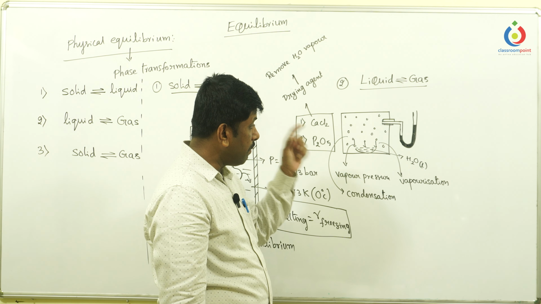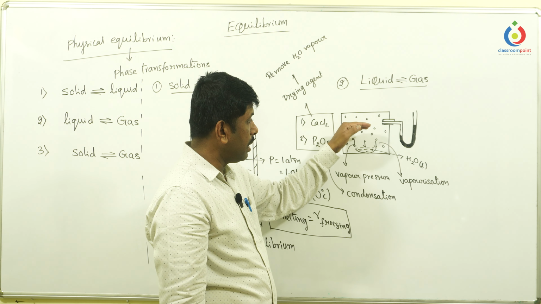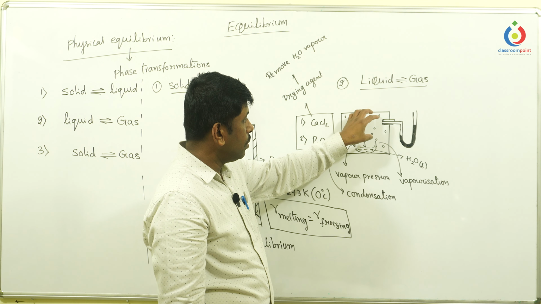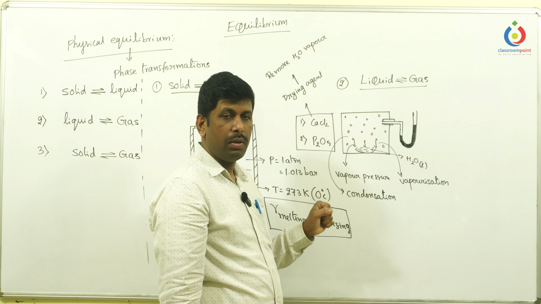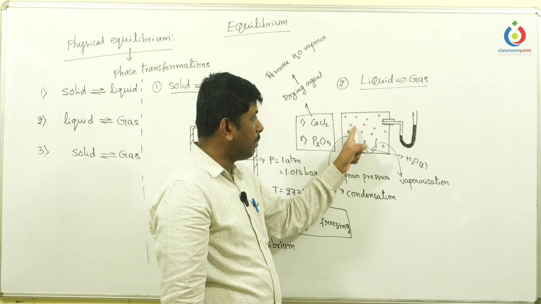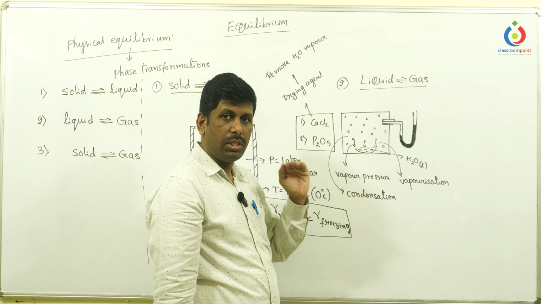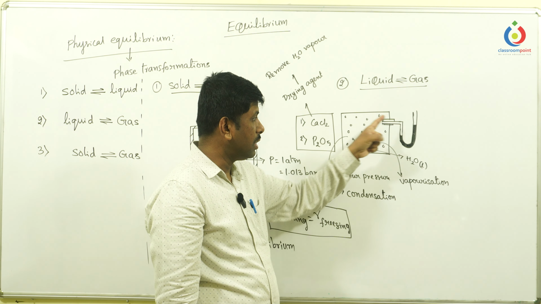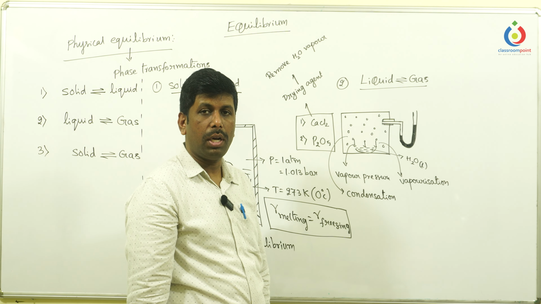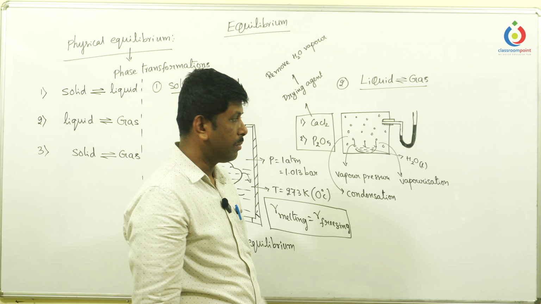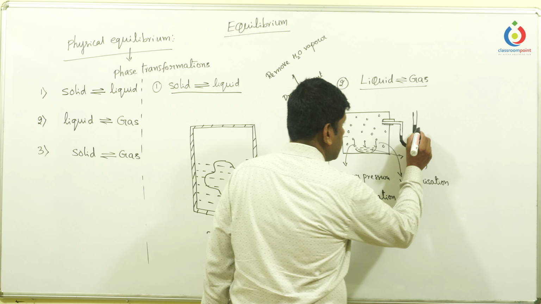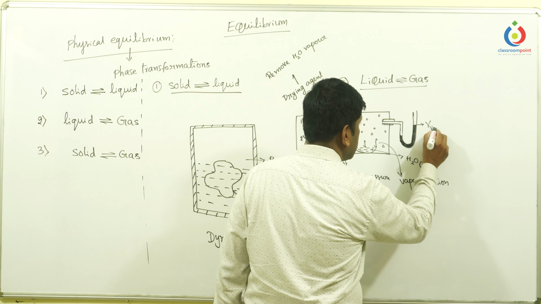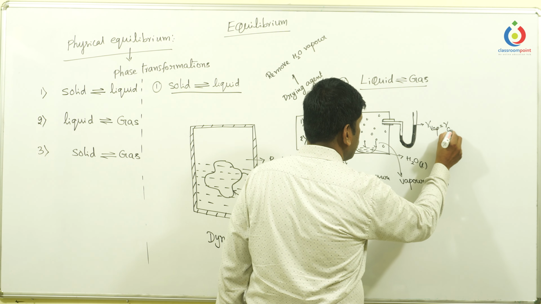So the stage at which the rate of vaporization equals the rate of condensation, then there is no change in the number of vapor molecules in the beaker. So once the number of vapor molecules does not change, then automatically the pressure also will not change. Once the pressure does not change, then there shall be no rising up of the mercury level. That means this constant mercury level is obtained only when the rate of vaporization equals the rate of condensation.